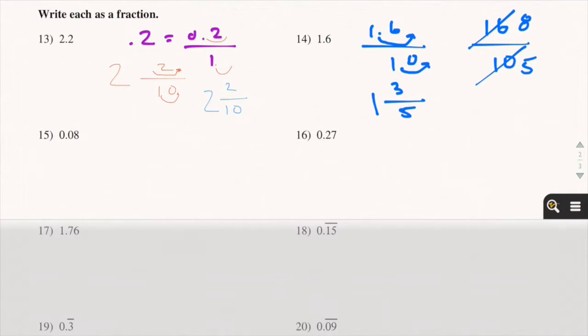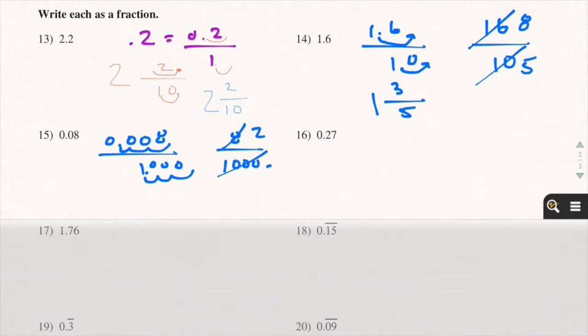So let's start with 15. We have 0.008 over 1. Move the decimal over 1, 2, 3. That means we have to move this decimal over 1, 2, 3. Add zeros inside. We end up getting 8 over 1,000, and we have to reduce. Right away we know that 4 goes into both, so 4 goes into 8 2 times, and 4 goes into 1,000 250 times. We can even reduce more. 2 goes into 2 once, 2 goes into 250 125 times, so we end up getting 1 over 125.